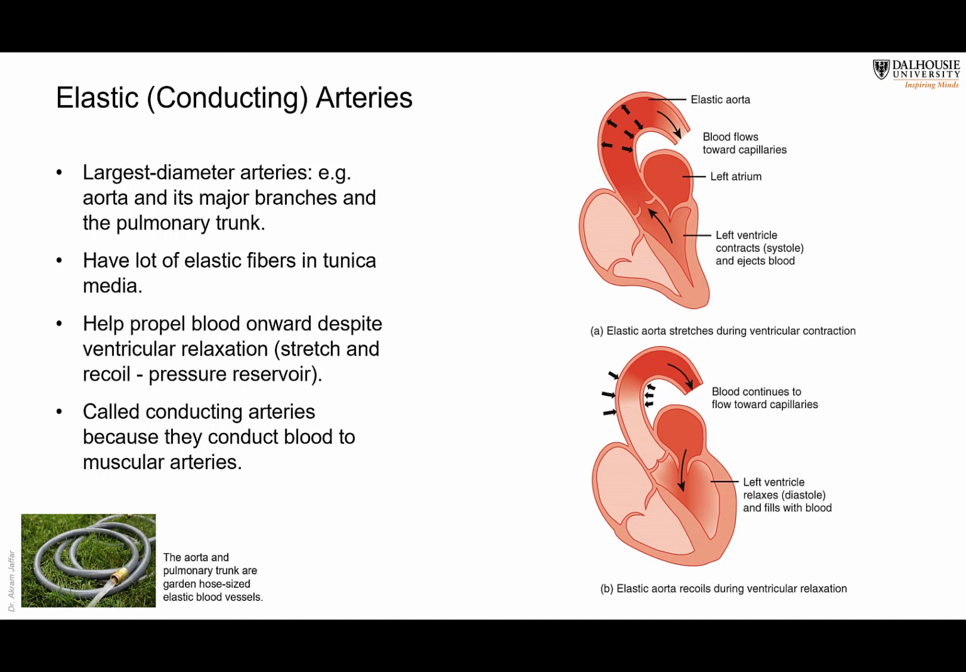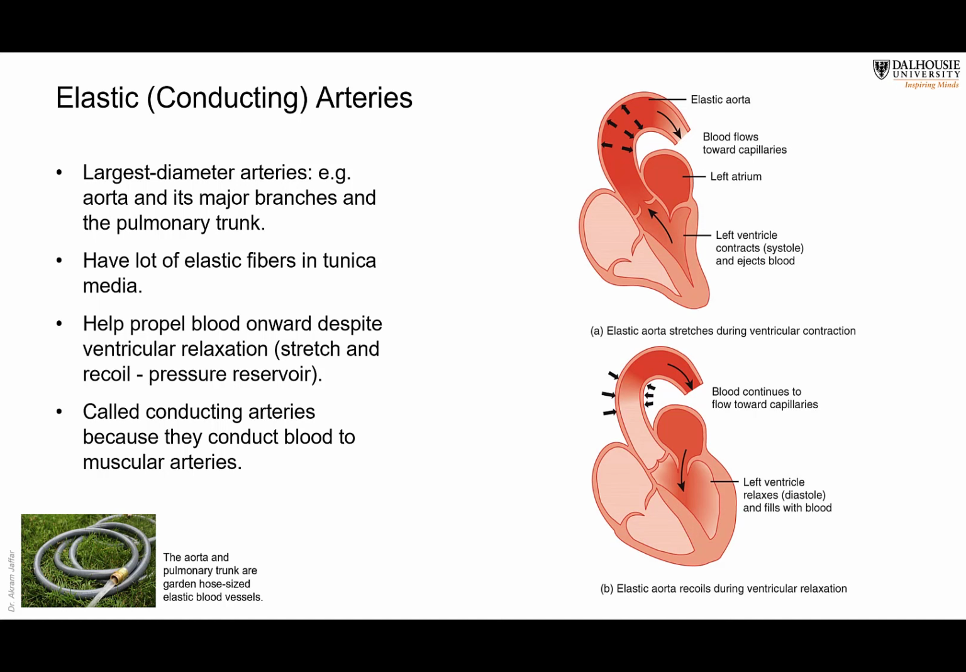That's why they are called elastic arteries, because they have more elastic fibers. And the reason for having these elastic fibers, you can see it here in this diagram. During ventricular contraction, let's take an example, the left ventricle. During the contraction of the left ventricle, blood will be propelled into the aorta. This results in distension of the aorta. The wall of the aorta has elastic fibers. Elastic fibers are going to stretch.